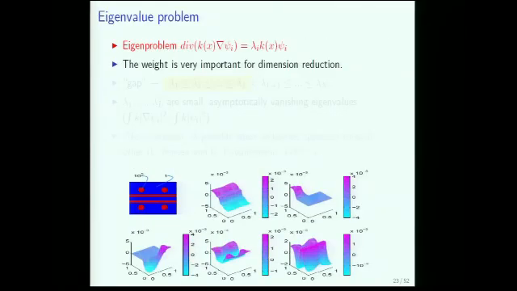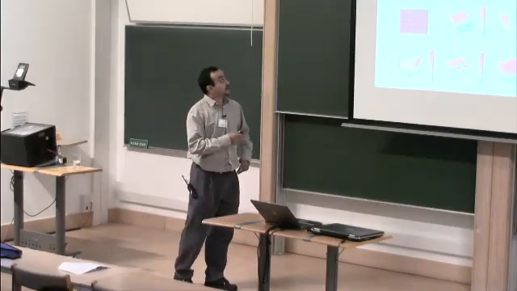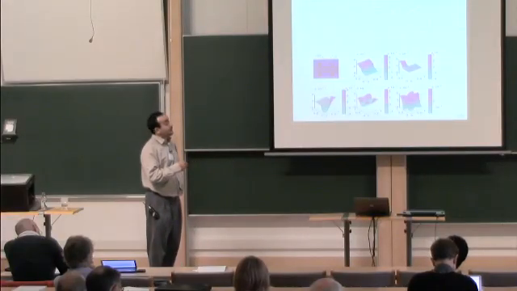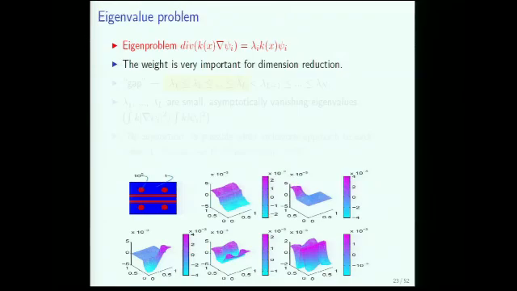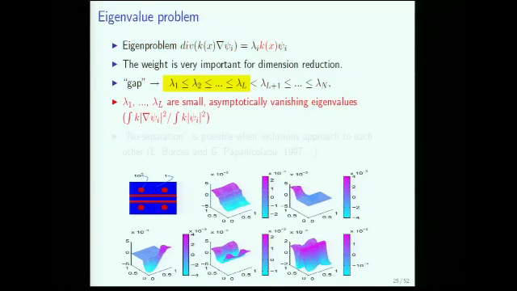So how do we build the coarse spaces? This is the first step. Let's look at this eigenvalue problem: divergence of k grad psi_i equals lambda_i k psi_i. The weight k here is very important. Let's look at this type of heterogeneity. This is a coarse grid block. Inside the coarse grid block, I have a high conductivity channel, I have two high conductivity channels. These are channels, and I have four inclusions.